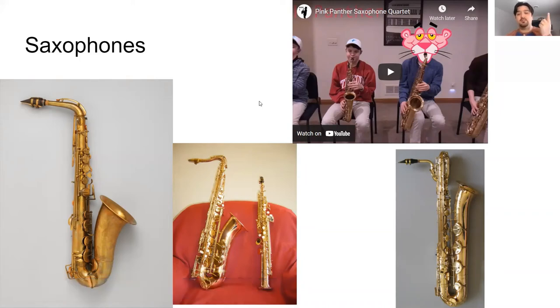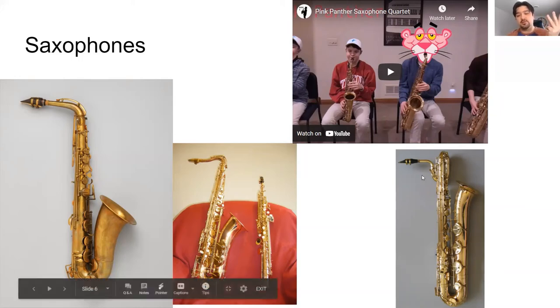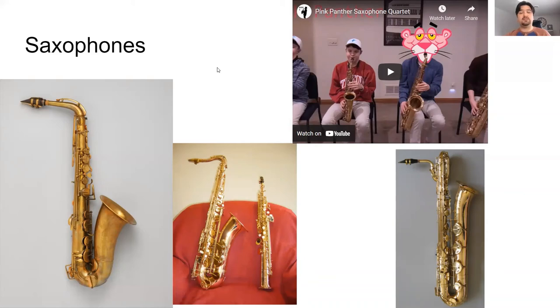So you have a soprano, which is the smallest, an alto, which is a little bit bigger, a tenor, which is a little bit bigger than that, and then you have this one on the right, the baritone saxophone, which is even bigger. This is one that you'd either have to play sitting down or with a harness, and again, it's pretty tall. So usually when you start playing in band, you're going to start on the alto saxophone before you switch to the tenor or the baritone or the soprano, depending on what they need.